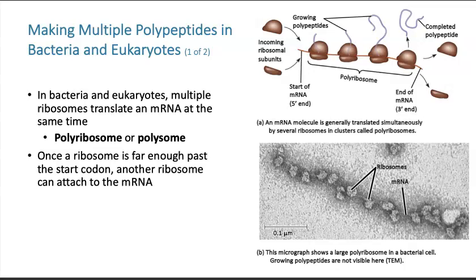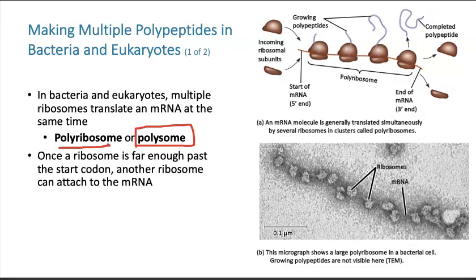As we talked about before, when we were talking about bacteria, it can make lots of proteins at the same time that it's making the RNA. So this can happen in both bacteria and in eukaryotes. And it happens by this process called a polyribosome. We also call it a polysome. And actually, this is the term that I tend to use, the polysome word. But polyribosome also works.